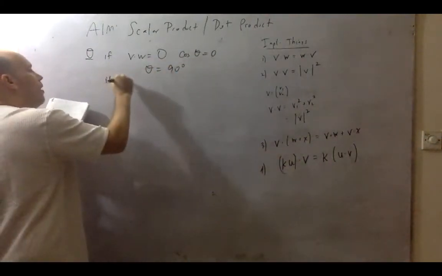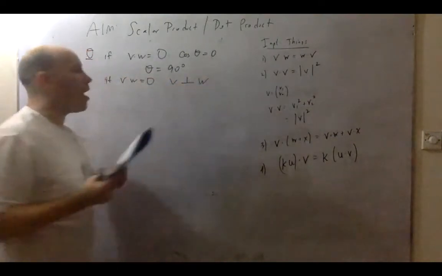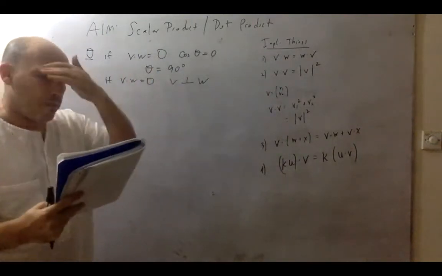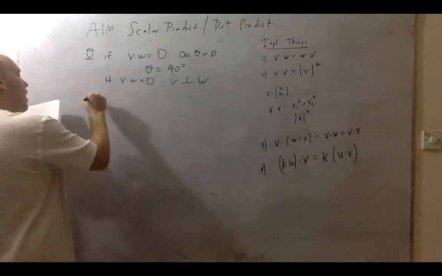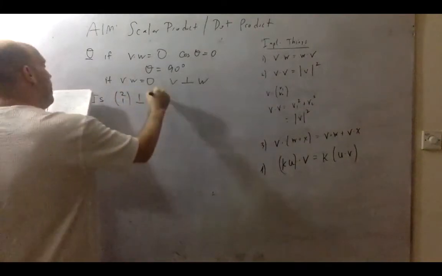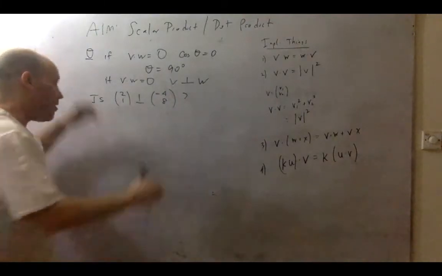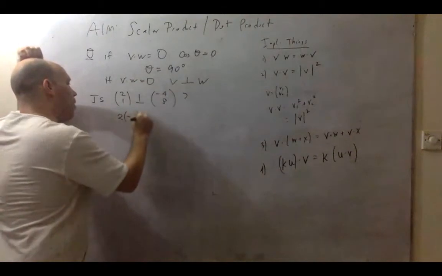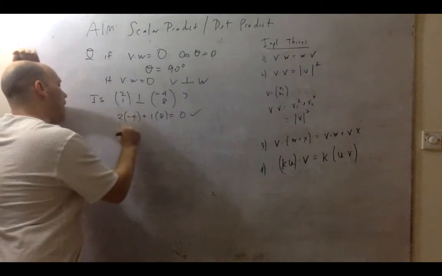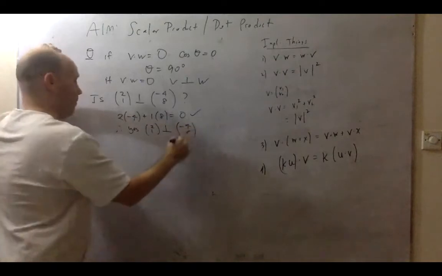And so if V dot W equals 0, then V is perpendicular to W. This is kind of important. And it's also the flip side. So, for example, they might say, is (2, 1) perpendicular to (-4, 8)? And you would say, maybe. And you're like, fine. 2 times -4 plus 1 times 8 is equal to 0. Therefore, yes, (2, 1) is perpendicular to (-4, 8).